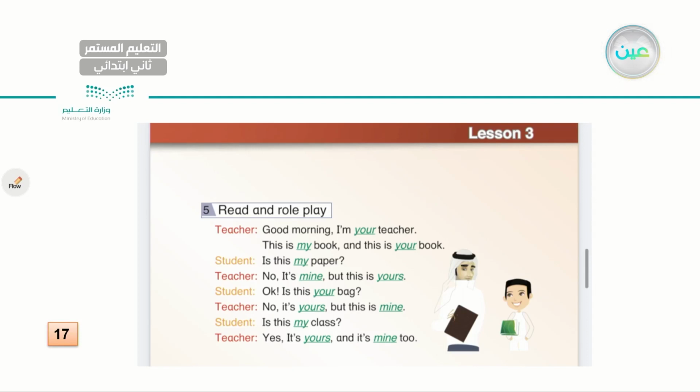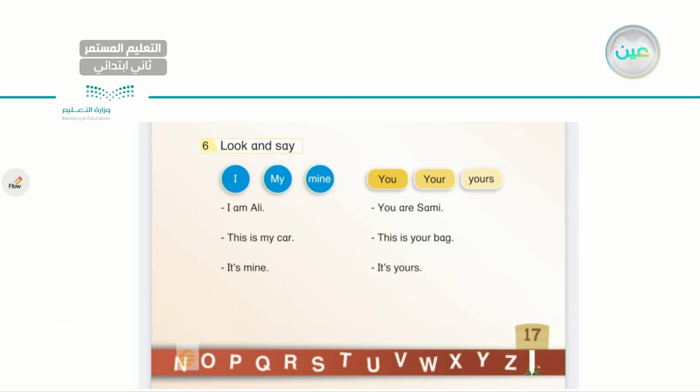As you can see, we use possessive adjectives and possessive pronouns here. With possessive adjectives, we must have a noun: my book, your paper, your bag, and so on. With possessive pronouns, we don't need a noun, so I have mine, yours, and so on. Now let's move to the lower part. For the lower part, I have, number 1, I, my, and mine. And he gave us a sentence about each and every one of them.